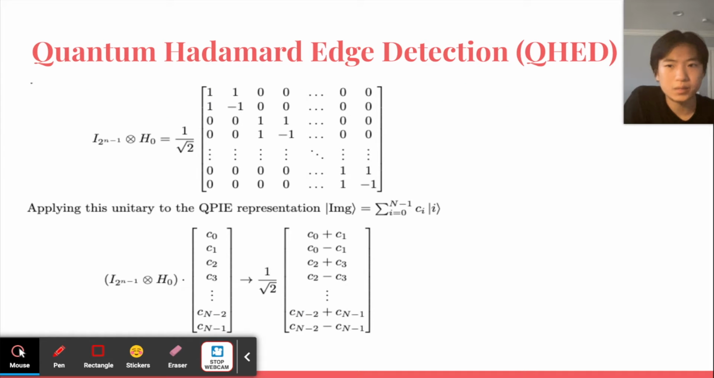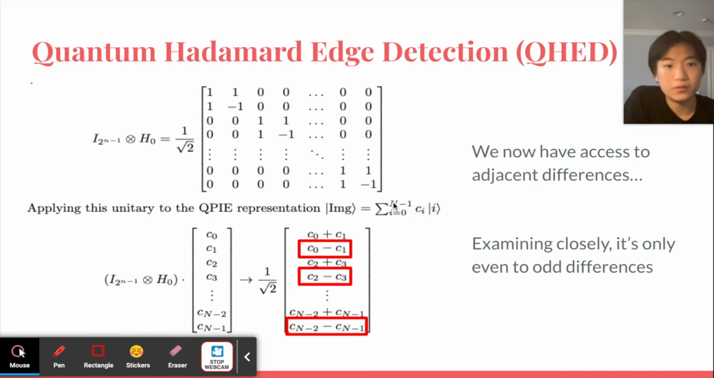Mathematically, the Hadamard gate can be represented as a matrix. Applying it on a state thus gives the following. We can see the same pattern emerge in the result. Now we have access to adjacent differences, but looking closely, it's only even to odd differences. So for example, we don't have access to C2 minus C1.